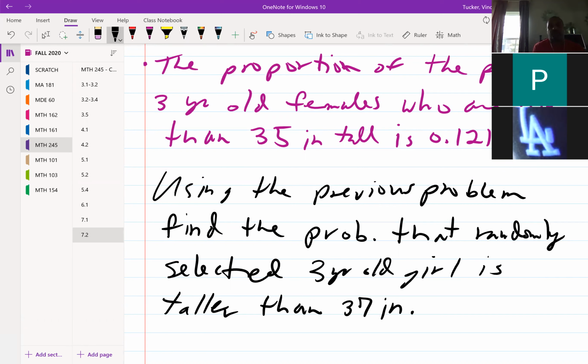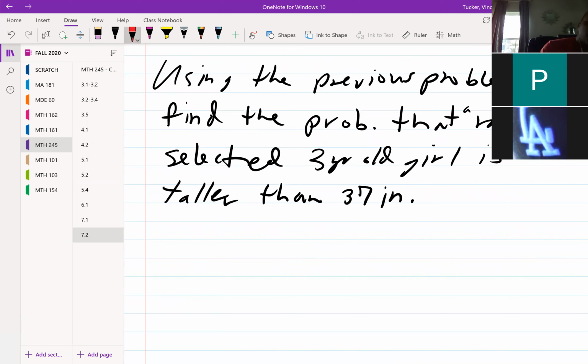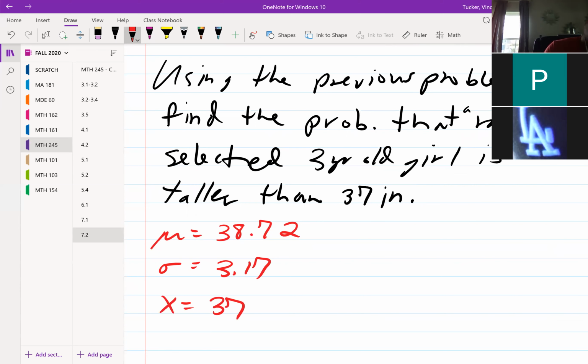All right, so using the previous problem, find the probability that a randomly selected 3-year-old girl is taller than 37 inches. So once again, establish your given information. Our mean is 38.72. Our standard deviation, 3.17. And our data value is 37 inches.